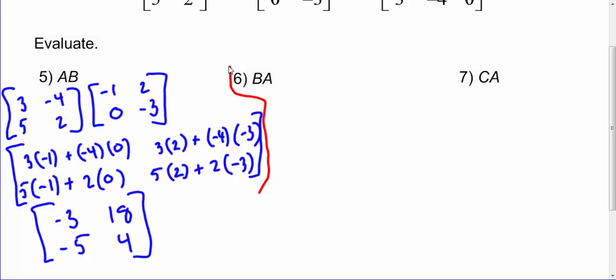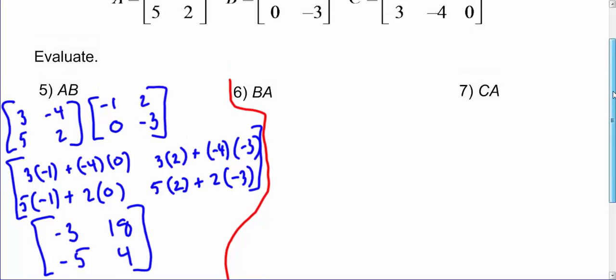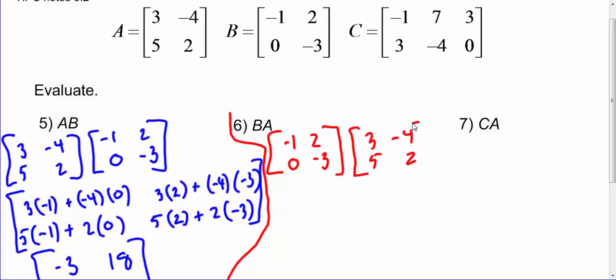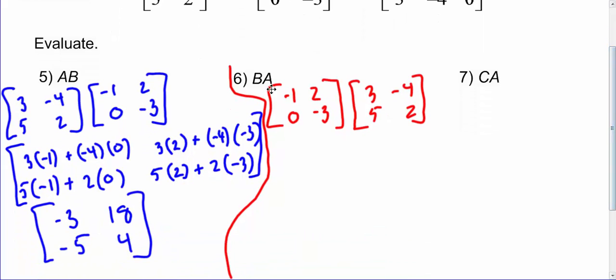All right, let's take a look at number 6. Notice that the first one said A times B. This one says B times A. So all we're doing is switching the order. Now, one thing we know is that when we multiply numbers or binomials or just about anything else that we've multiplied, the commutative property tells us it doesn't matter which order you multiply those in. So if the commutative property works in this case, we should get the same result, we're about to find out. So here we go, negative 1 times 3, that's negative 3, plus 2 times 5 would be 10. There's my first entry. Then we do negative 1 times negative 4 and 2 times 2. So we're done with our first row.